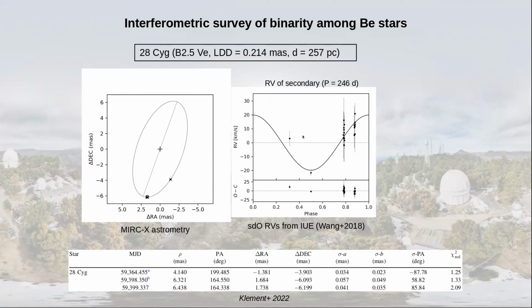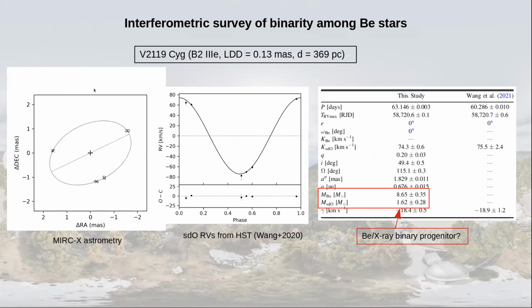Here we have RVs only of the secondary star, and this was measured from IUE spectra, so from old ultraviolet spectra, so the precision is not that great. But moving on, we have another star here, for which I was able to obtain 4 orbital points.